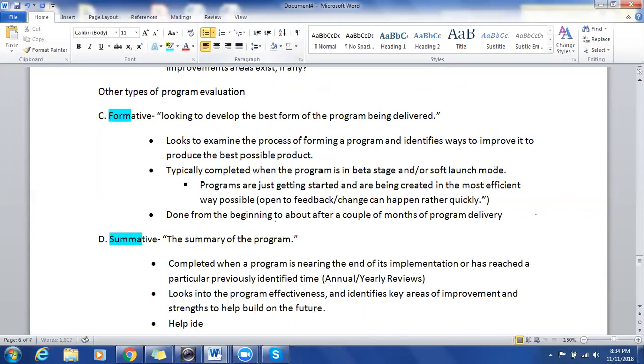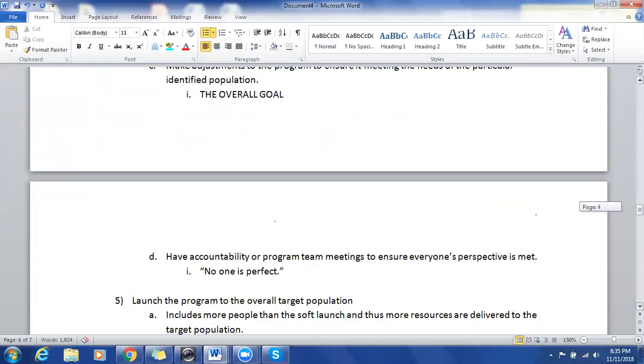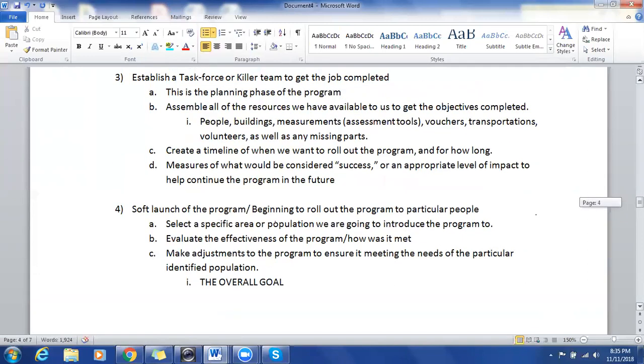So it helps identify how a program can continue and expand. What is a beta stage? The beta stage, if you remember back into the program development, it was this stage right here, the soft launch, where we only roll it out to particular people. So beta stages are like the pre-stages to an actual program.